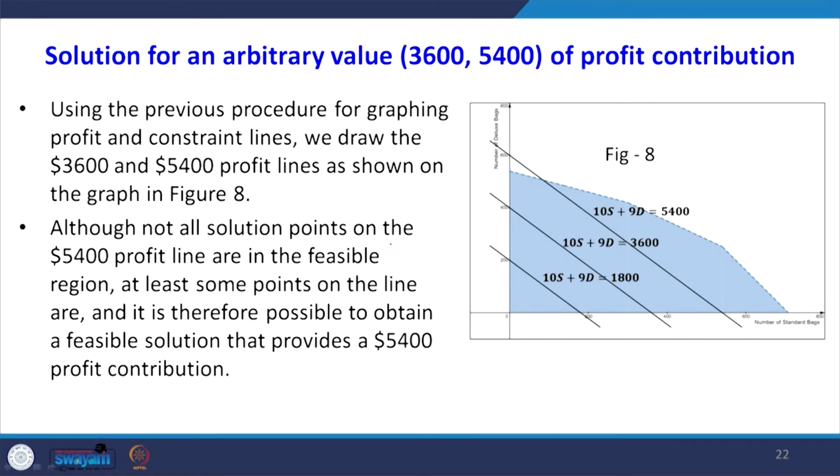Although not all solution points on the $5,400 profit line are in the feasible region, at least some points on the line are, and it is therefore possible to obtain a feasible solution that provides a $5,400 profit contribution. When you look at this line, it covers only from this point to this point. This region is not covered by this line, but all the points in this region will satisfy your objective function.